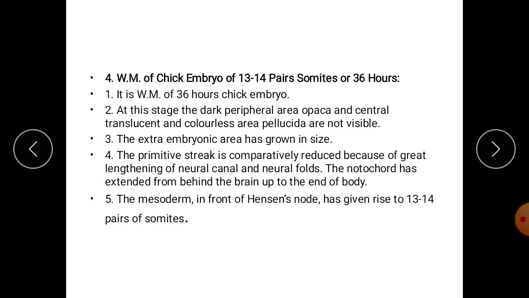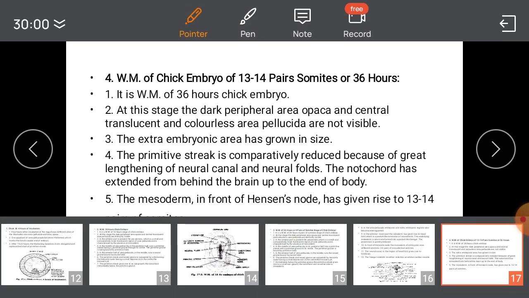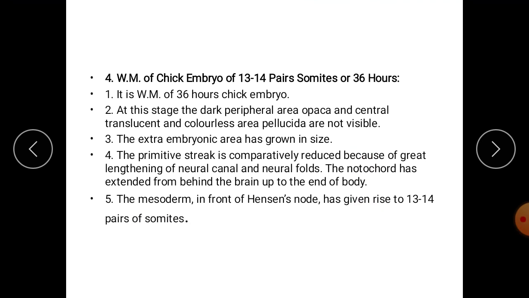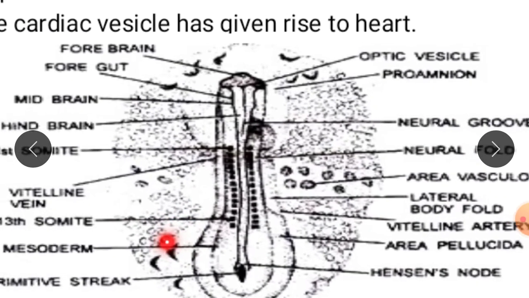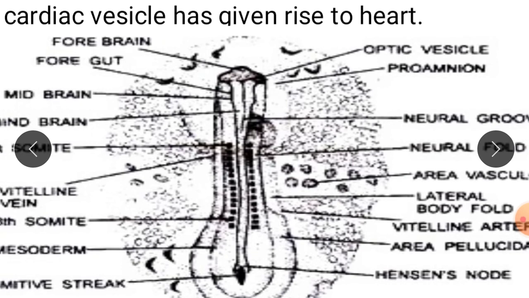Next, 36 hours. So this is a whole mount of a chick embryo of 13 to 14 pairs of somites, or 36 hours. At this stage, the dark peripheral area opaca and the central translucent, colorless area pellucida are not visible. So the embryo would be like this. We cannot differentiate area pellucida and area opaca because all of it is area pellucida.